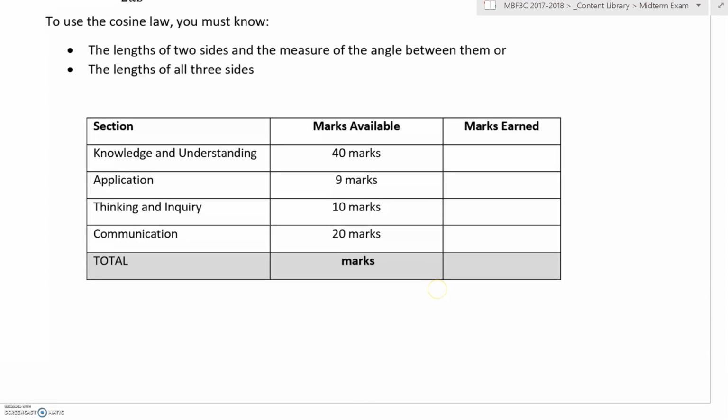So your total exam is worth 79 marks, 50, 60, 79, yeah. Okay, that's your total exam. I think I added that right, 50, 69, yeah.